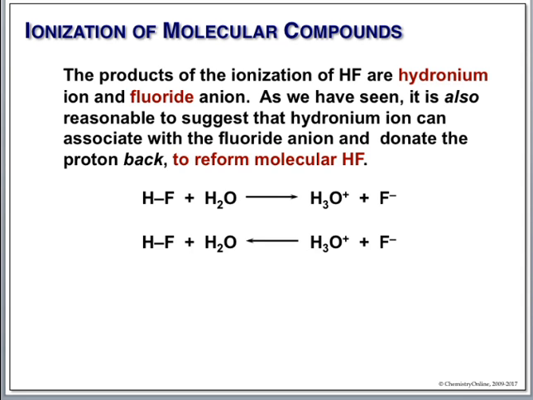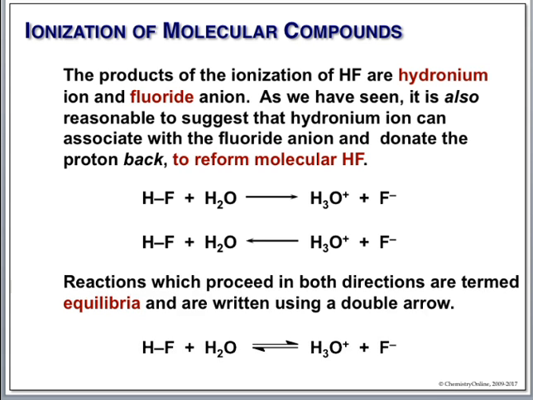In chemistry, this is something we call an equilibrium. We have two reactions, one going forward, one going backward. They go at the same time. The rates will be different. In this case, if the rate this way is faster, you'd have more H3O plus. If the rate this way was faster, you would have more undissociated HF. But it's called an equilibrium.